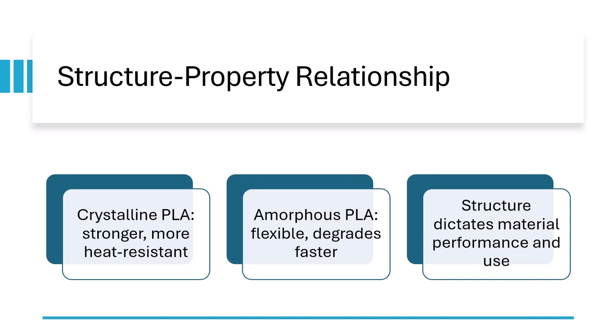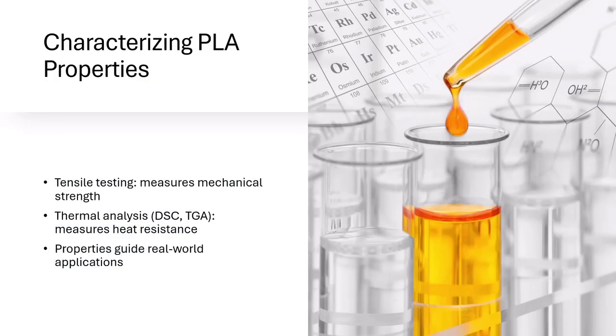And lastly, the structure-property relationship is fundamental for tuning PLA for different applications, from rigid packaging to flexible films. Scientists study PLA behavior through a range of material characterization techniques. Tensile testing measures how much stress the material can handle before it breaks. That is very important for structural applications.